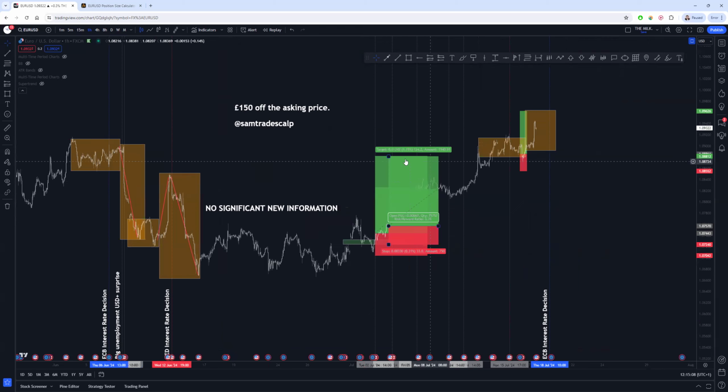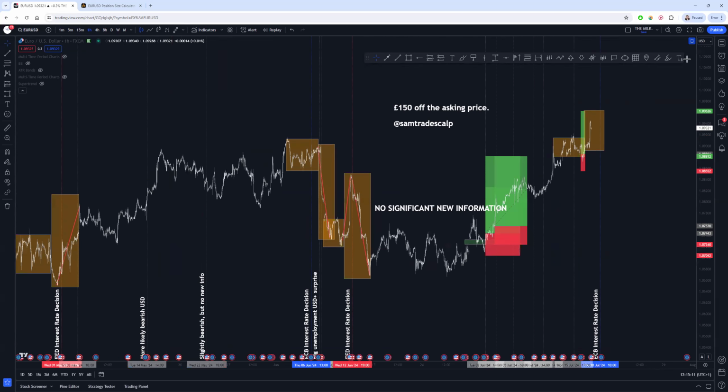But even if we don't do this, the point of this is to understand that it's not about necessarily always getting the direction right. It's about exposing yourself more to one side than the other at strategic points where you know that prices are more likely to have that high volatility behavior.